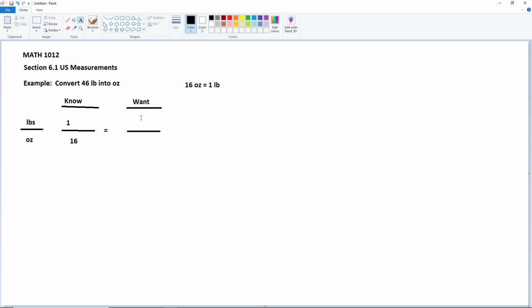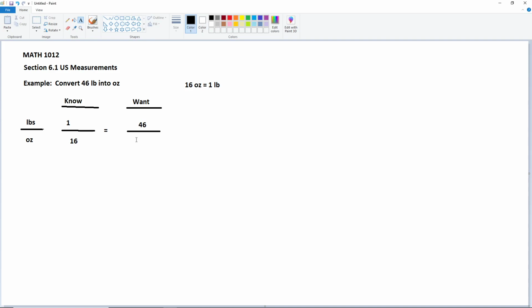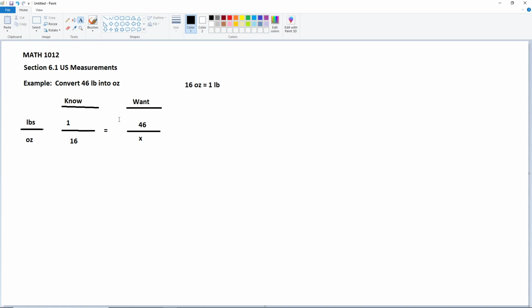Now, what do we want? We want to know 46 pounds is how many ounces. So the 46 will go to the top because the top is pounds. So I'll put 46 right here. Now, how many ounces is that? We do not know. That's when you put in x. So remember, that's how we set up the proportion. Just like that. Now, how do we solve this problem?